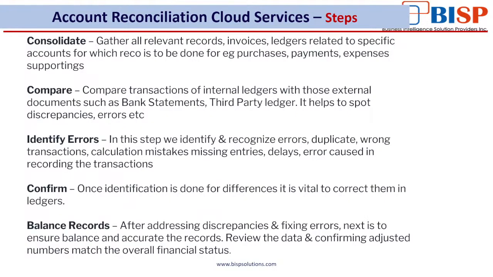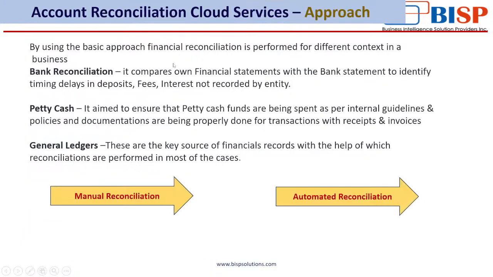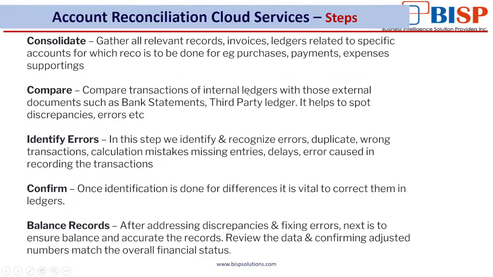So what are the basic steps involved in this? First we have to consolidate. Under this we collect all the relevant documents. We gather all the relevant documents, invoices, ledgers, for which reconciliation is to be done, for example the purchases, payments, expenses. We consolidate and gather all the relevant documents which relate to the ledger or the accounts for which the reconciliation is to be done.